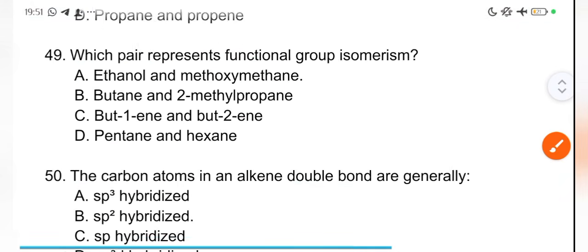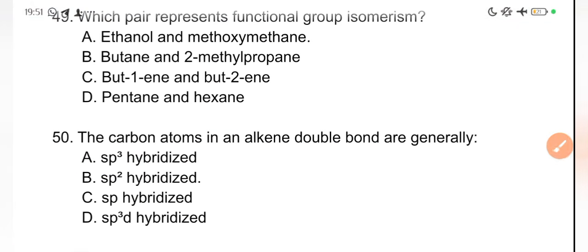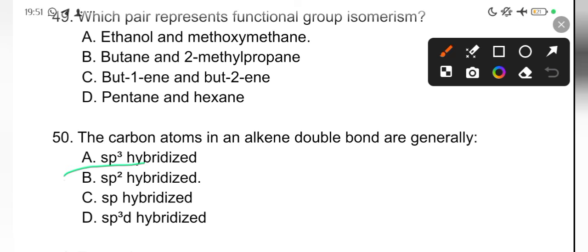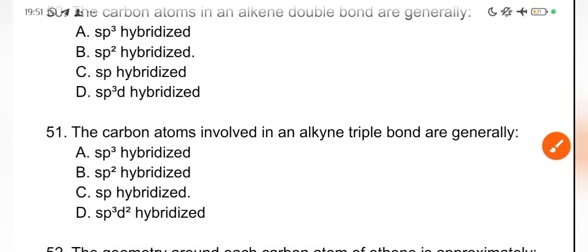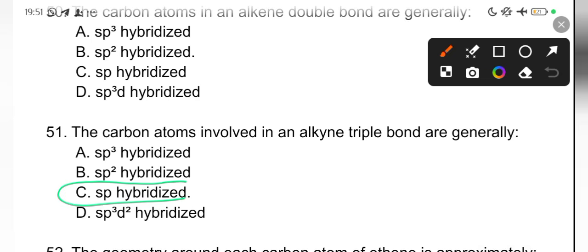Okay. Moving on, the carbon atoms in an alkene double bond are generally described as sp2. We have done this before. If you understand the hybridization, you get this question. The carbon atom involved in an alkyne triple bond is, of course, sp. I've explained it also. It's just another format of asking the question.